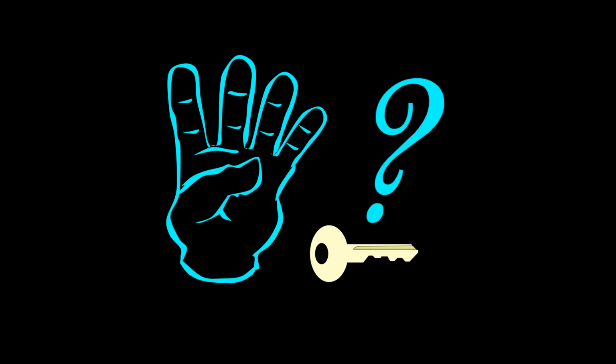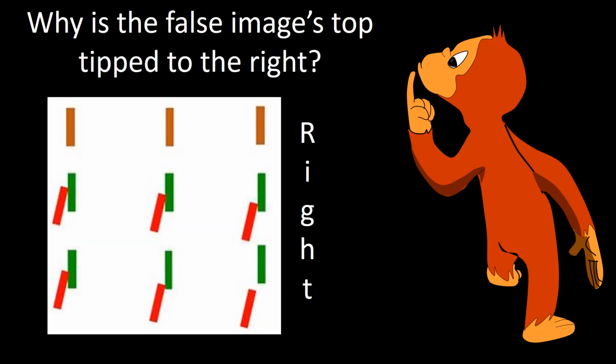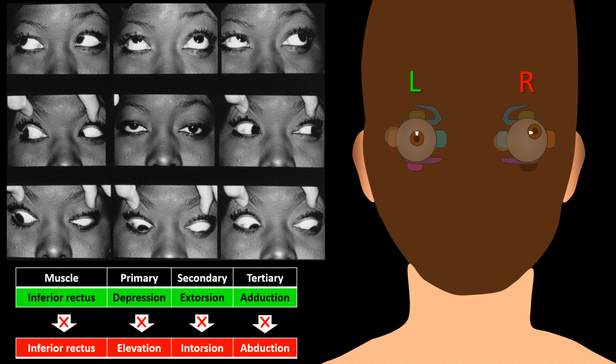The fourth key question is, why is the false image top tipped to the right? In a patient with right inferior rectus weakness, extorsion weakness leads to intorsion, as depicted by the little white trapezoid indicated by the arrow.